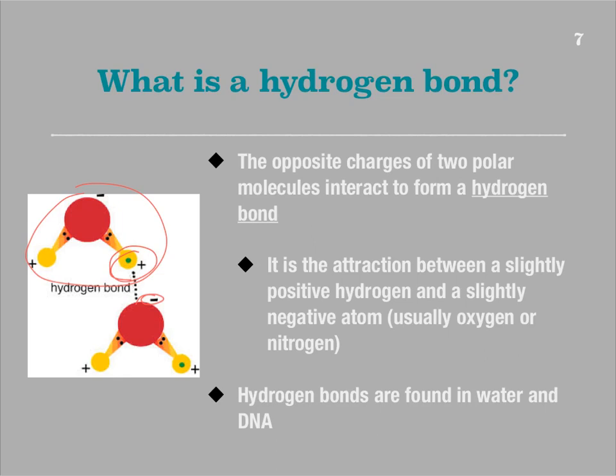Hydrogen bonds are also found in DNA. DNA, deoxyribonucleic acid, carries the genetic code for living things, and its bases, the pairing in the middle, are held together by hydrogen bonds. Okay, hydrogen bonds by themselves are very weak. Molecules that are polar, such as water or DNA, have many hydrogen bonds, and as a result, the multiplicative effect of all these bonds makes them pretty stable.